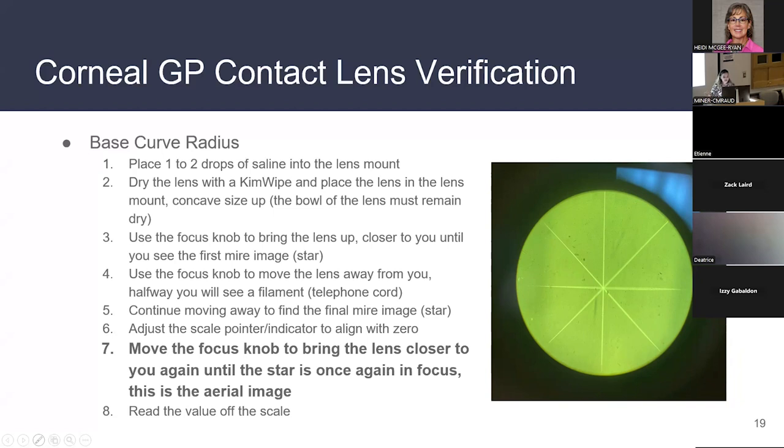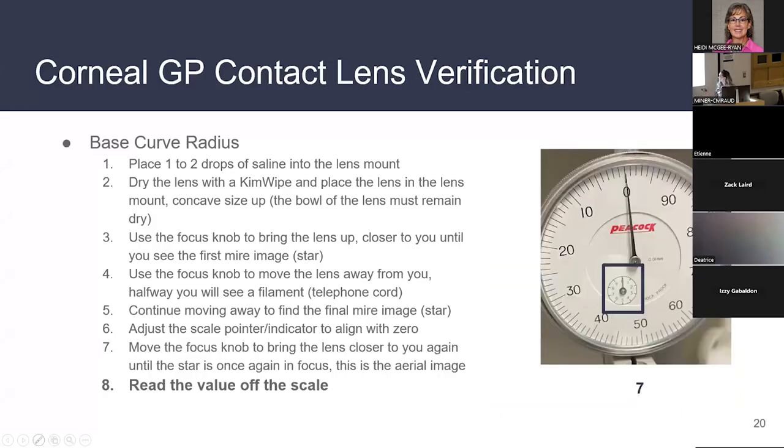And so you just want to get back to that star, because that one is your aerial image, which represents the actual base curve of the lens. And then you'll just read it off the scale just like you would anything else. So what you'll do is get your first value off the small one here. If it's inside, it's a lot easier, because it literally just says 7 and then you follow the little scale in there. It's less complicated. But this is your initial value.